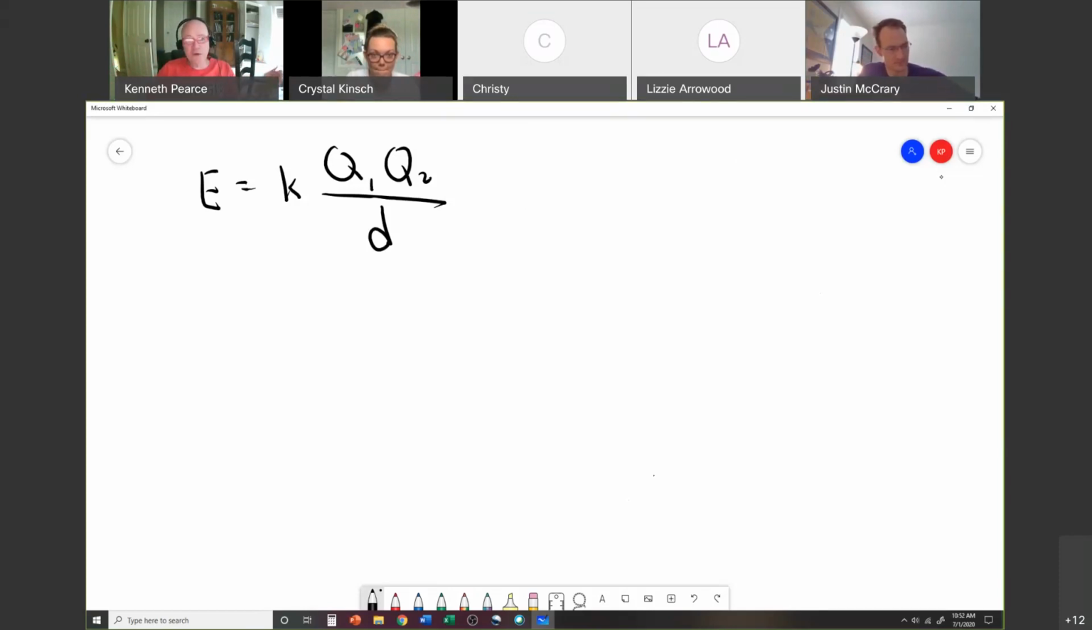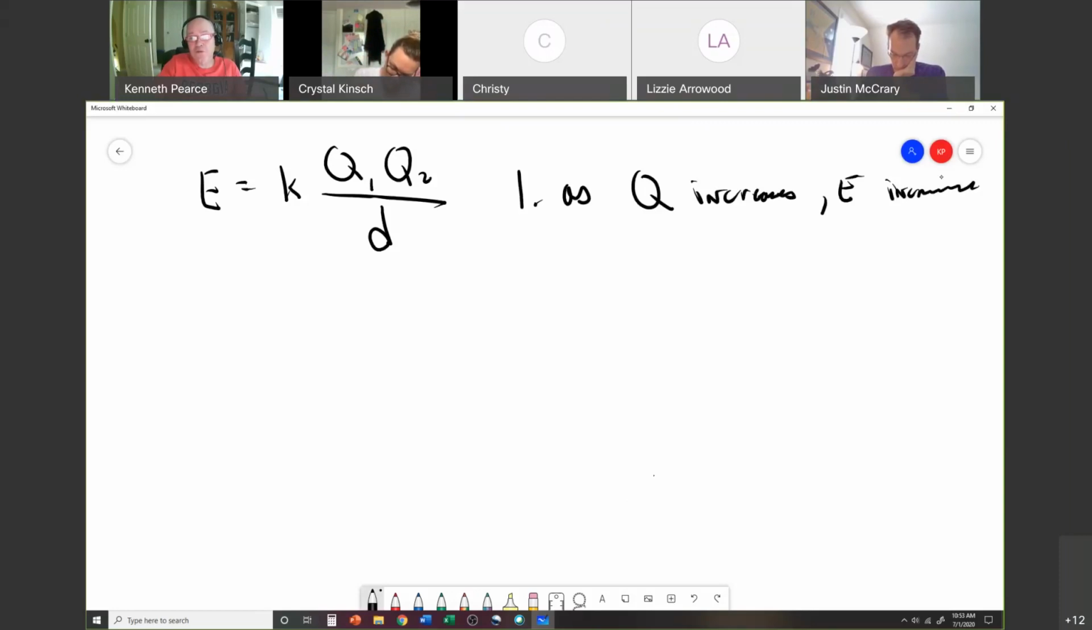So as you increase D, you should decrease E. As you decrease D, you should increase E. As you increase the charges Q1, Q2, you should increase E. And as you decrease Q, you should decrease E. So what does that really mean? This is where it comes from when I say these things should talk to you. Let's give words to the equation. As Q increases, E increases. And as D increases, E decreases.